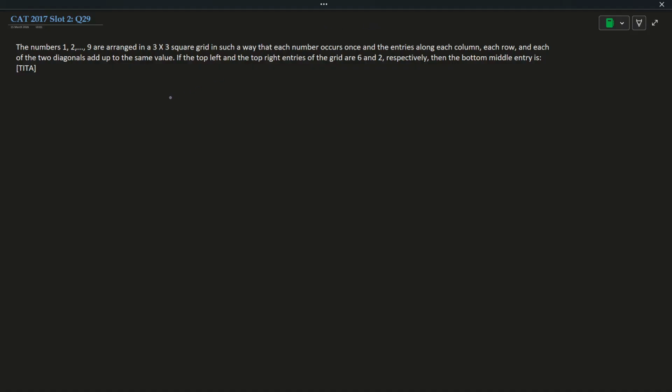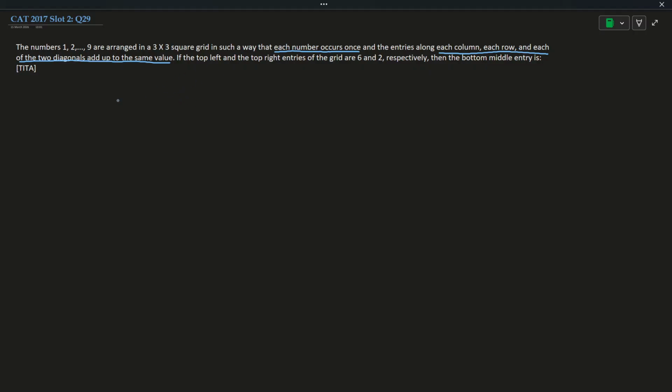The first question says that the numbers 1 to 9 are arranged in a 3 cross 3 square grid in such a way that each number occurs once. Very important, each number occurs once, and the entries along each column, each row, and each of the two diagonals add up to the same value. Another important piece of information: if the top left and the top right entries of the grid are 6 and 2, then the bottom middle entry is?